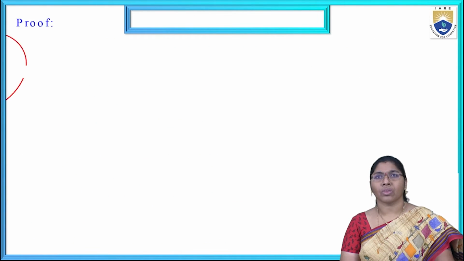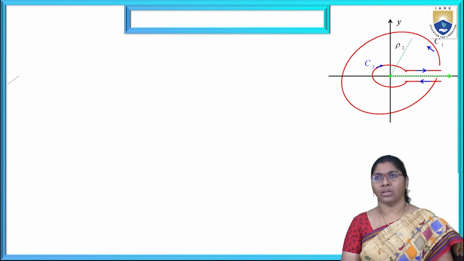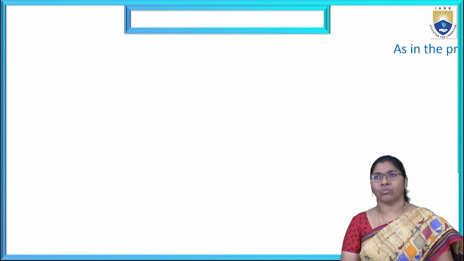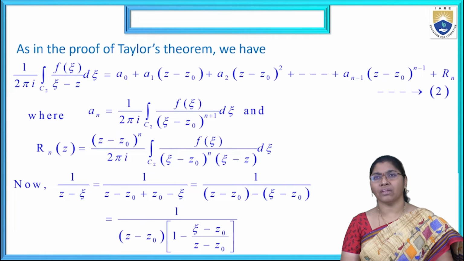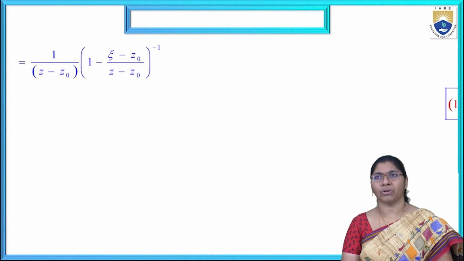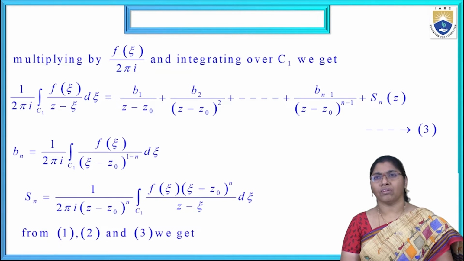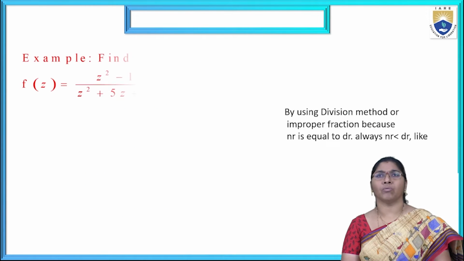Now the proof is also completed. Then by using this proof, we are solving the problems. Using the Taylor series expansion, the Laurent series expansion is completed. These are the Laurent series expansion problems. Now this is the problem.